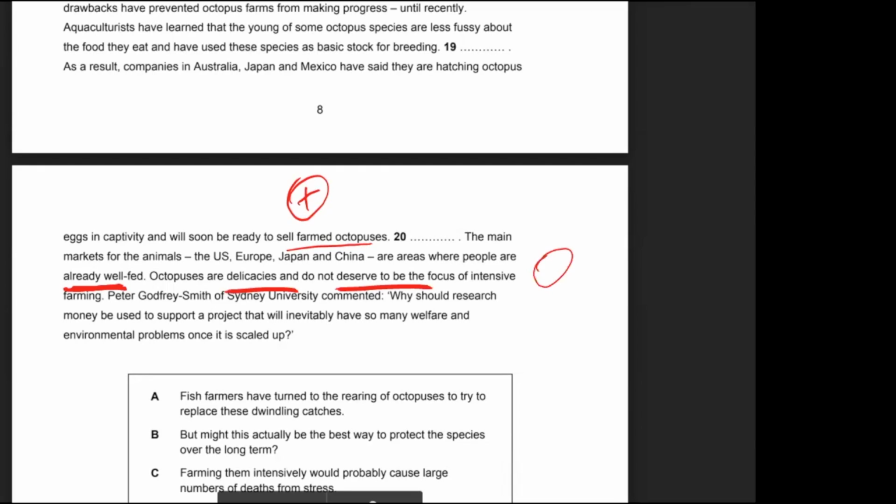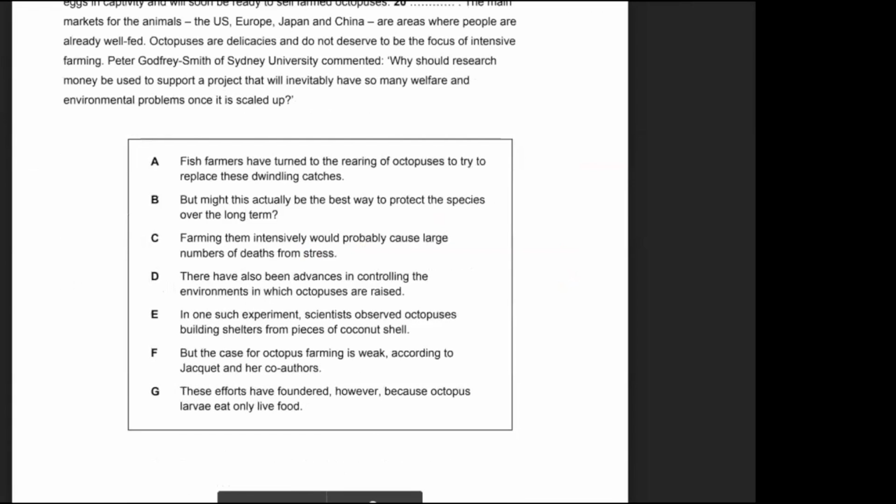So this is a negative statement. One of them is in support of octopus farming. The next one is opposed to it, which means that question 20 should be something that is contrasting in nature, something that tips the balance between the good things and the bad things in terms of octopus farming. So when I look through my answer choices, the best one that fits that is something that has some sort of contrasting statement, which would either be B or F.